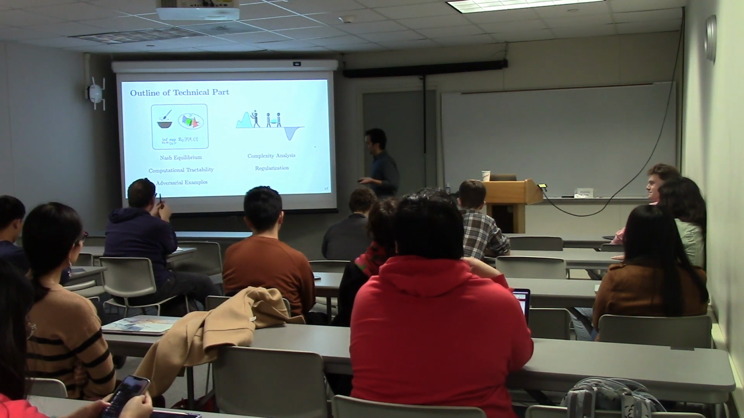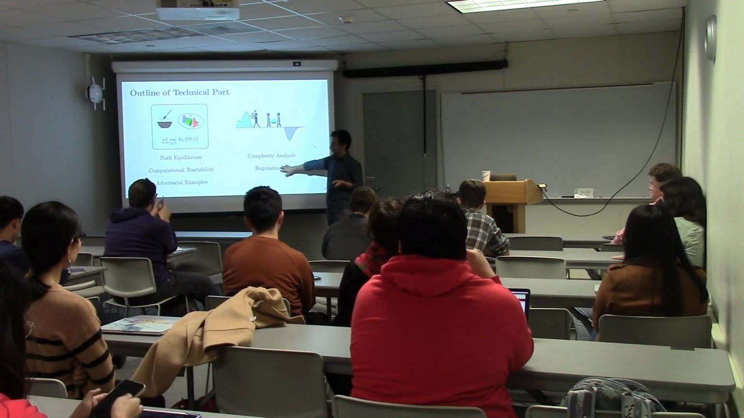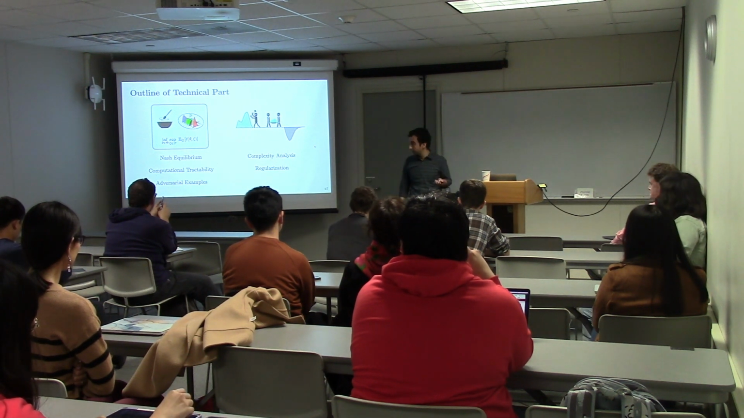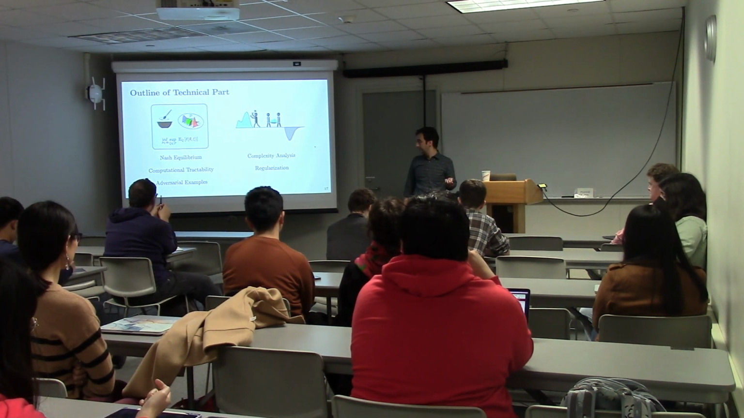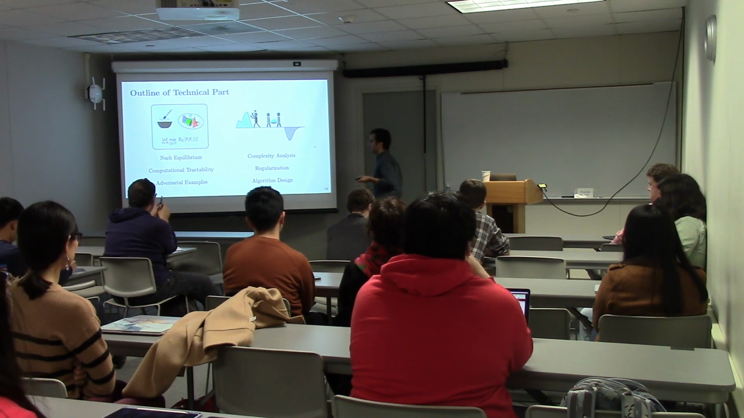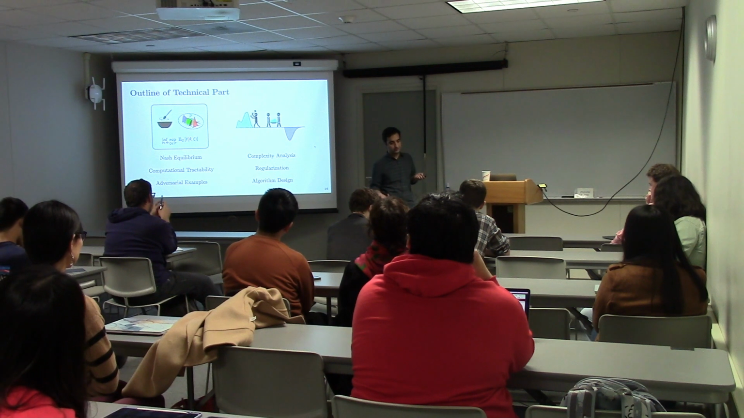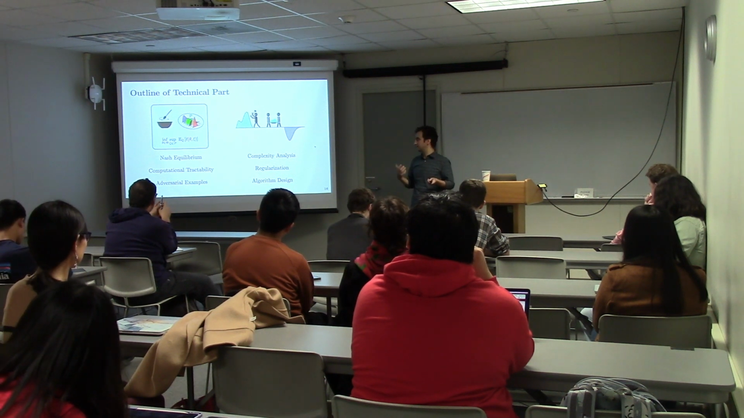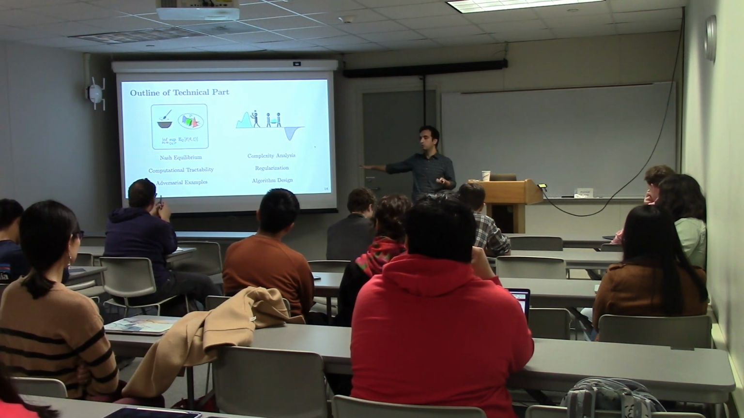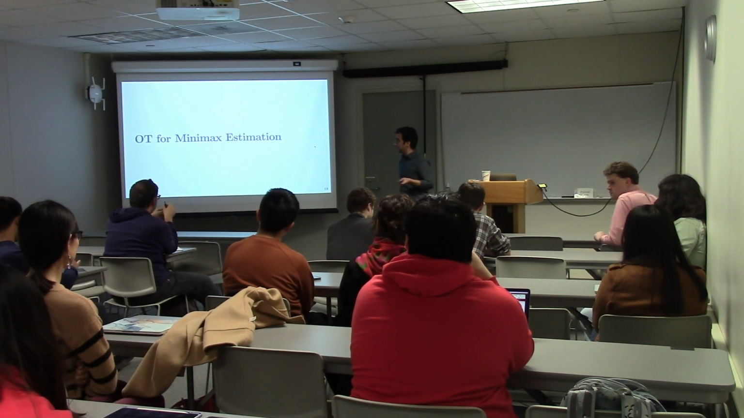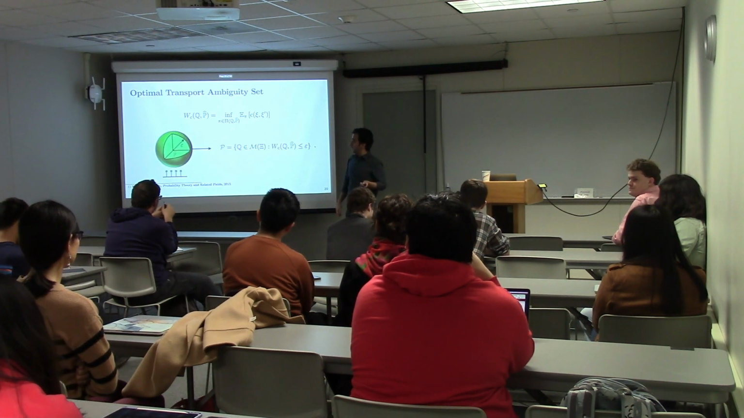After that, I will talk about regularized optimal transport problems, and we will see that the notion of regularization is closely related to smoothness. And because of this smoothness, we will see that the classic convergence rate of the stochastic gradient descent algorithm can actually be improved thanks to regularization. So let's start with the first part.